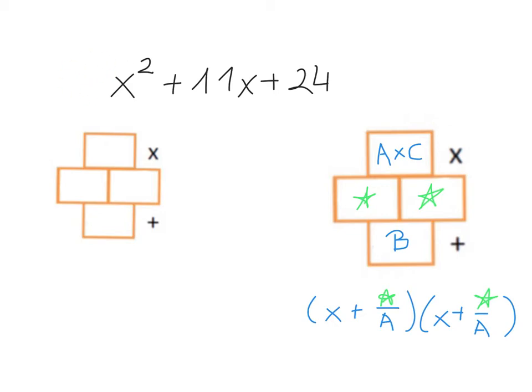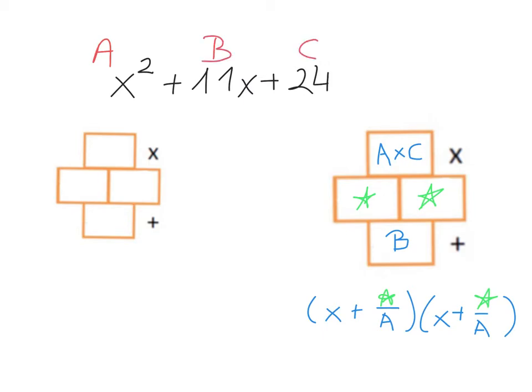This is 1, 11, 2 coefficients and 24 as a constant, and we will be using the Greek method to factorize quadratics. That's the formula to use. So first of all, let's find what is a, b, and c. We have a as 1, b as 11, and c as positive 24.